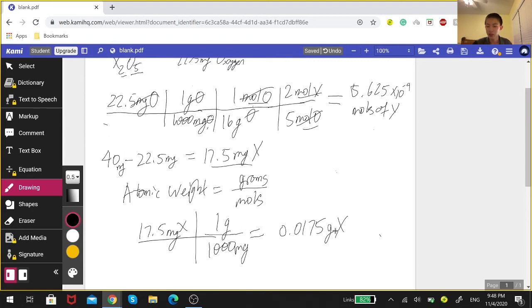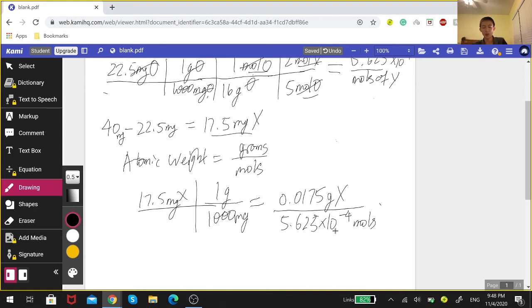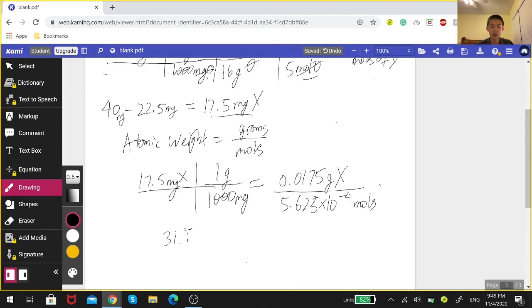Now we do grams divided by moles. Over here, as you can see, there's 5.625 times 10 to the negative 4th. So we simply divide this by 5.625 times 10 to the negative 4th moles. Grams divided by moles give us our atomic mass. So we do 0.0175 divided by 5.625 e to the negative 4. And that gives us 31.111. Actually 31.1 repeating.